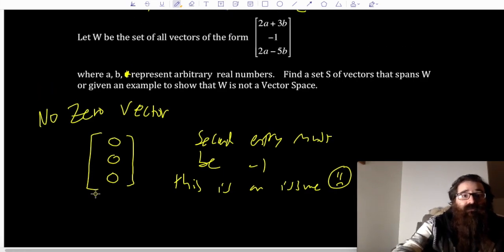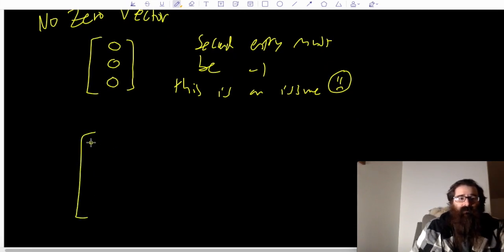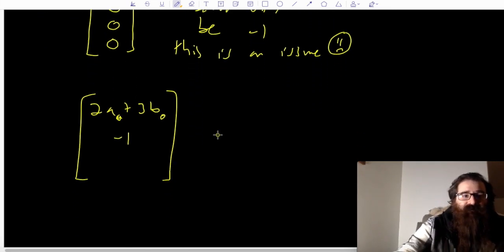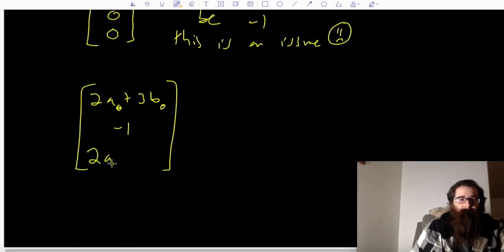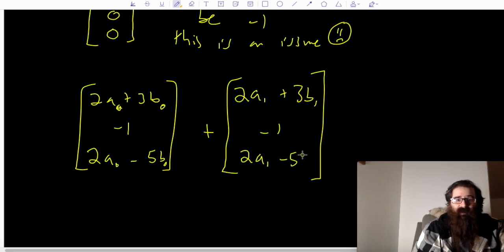If I go ahead and take 2 vectors of this form, let's say I have a first vector that's 2a0 plus 3b0, and then -1, and then what was it? It was 2a0 minus 5b0. And then I take another vector of this form, so just different scalars. Let me do 2a1 plus 3b1, and then -1 for the second entry, and then the third entry is 2a1 minus 5b1.